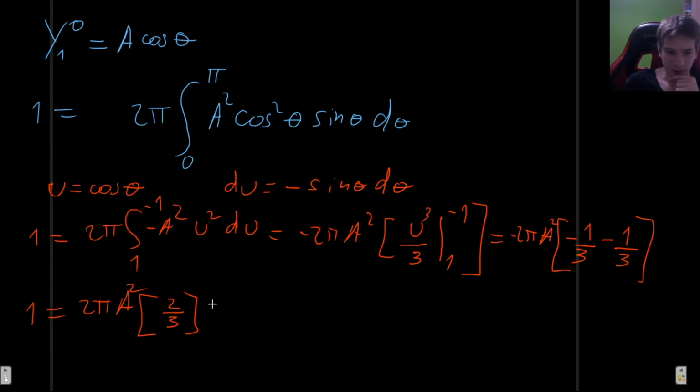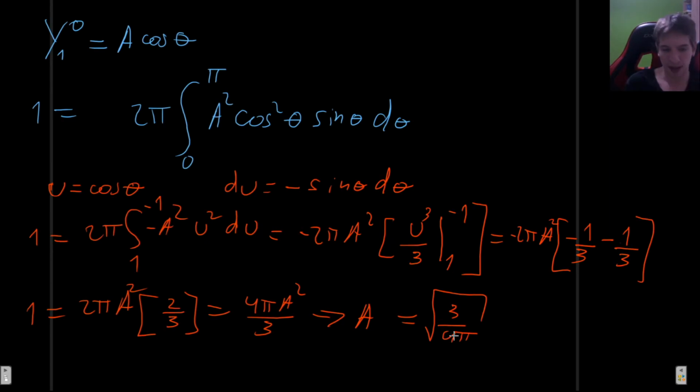Let's make sure. Yes. Okay. And well, this will be 4 pi a squared divided by 3. And here we can see then that a squared will be 3 divided by 4 pi. And thus a will be the square root of 3 divided by 4 pi.